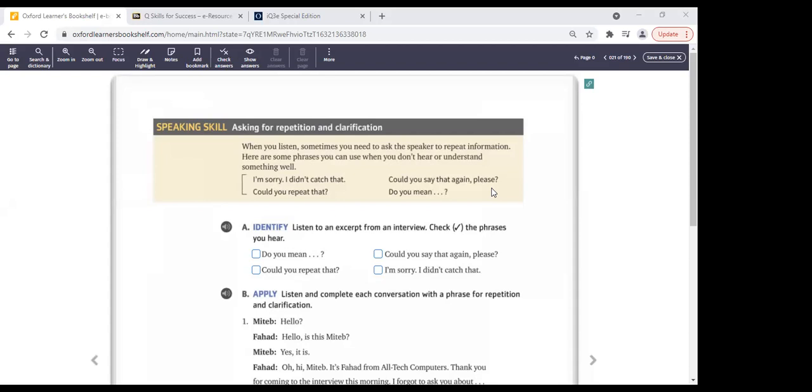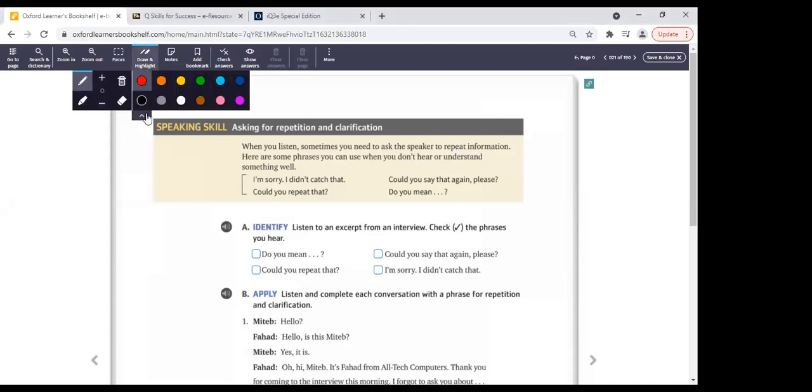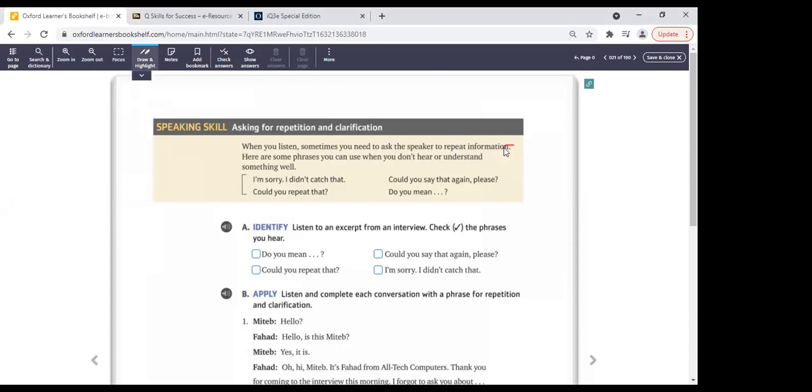Okay, thank you, Muhammad. Jazakallah khairan. You can ask them to repeat. Whenever you have a full stop, this is when you stop reading. So, when you listen, sometimes you need to ask the speaker to repeat information. Stop. Don't join it to the next sentence.